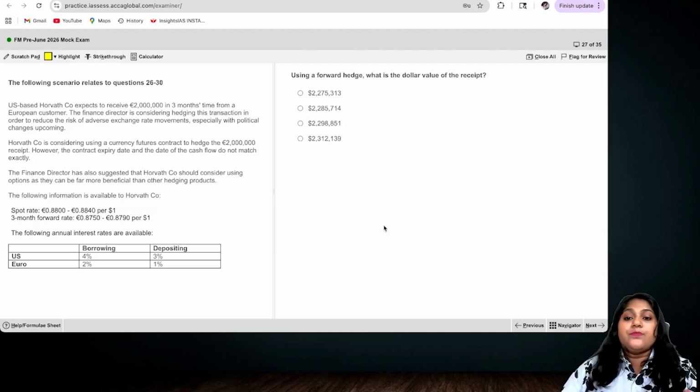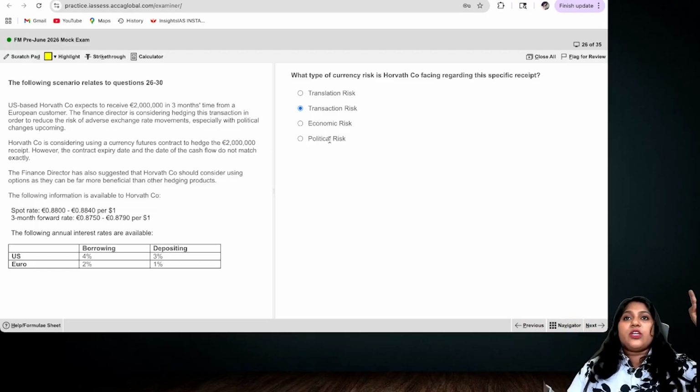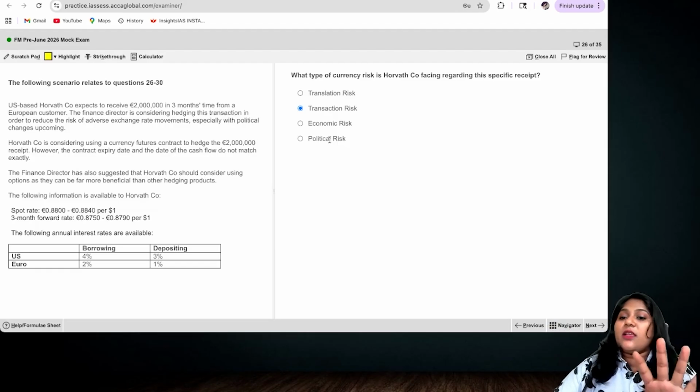But read now. Harvard company is considering using... guys, don't get worried, ma'am, it was especially with political changes coming up, then political risk. No, me having unfavorable changes because of the exchange rate movements is simply called transaction risk. Forget about exchange rate movement, because of anything I might have to pay more or I might have to receive less, we call it transaction risk directly. Don't waste your time on that. Yeah, look at the next one.